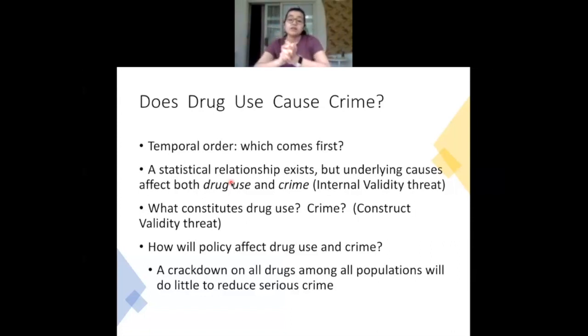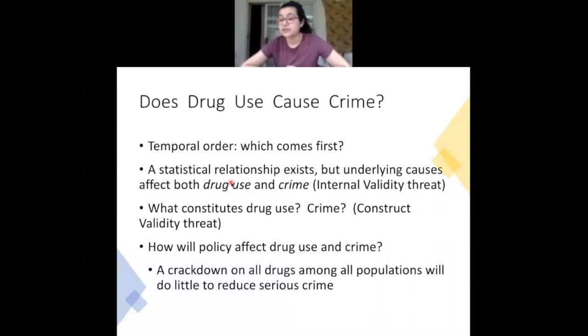And then what constitutes drug use and crime? If people are measuring drug use by self-report data, but they think that people are not reporting accurately, but that's their measure, then there's a construct validity threat.